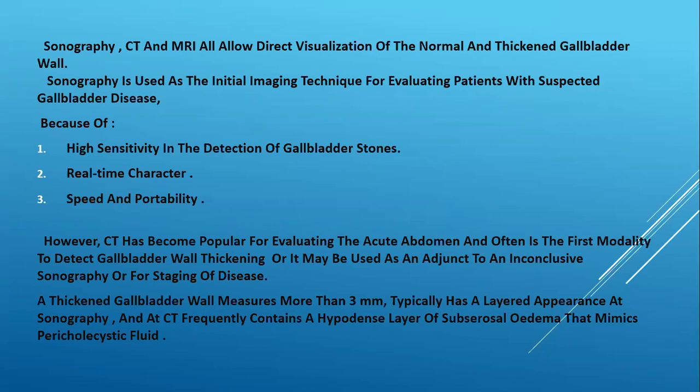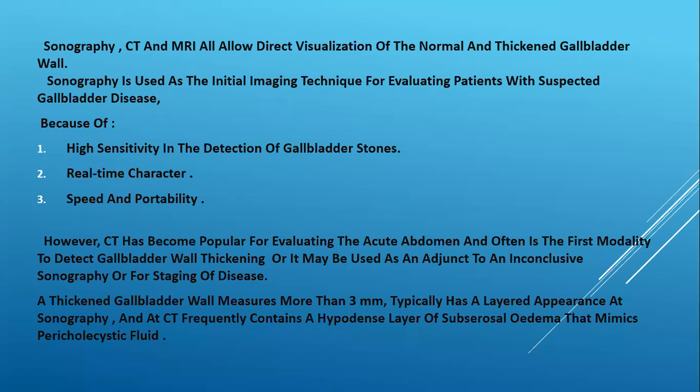Sonography is used as the initial imaging technique for evaluating patients with suspected gallbladder disease because of its high sensitivity in the detection of gallbladder stones, its real-time character, and its speed and portability. However, CT has become popular for evaluation of acute abdomen and is often the first modality to detect gallbladder wall thickening, or it may be used as an adjunct to sonography for staging of the disease.